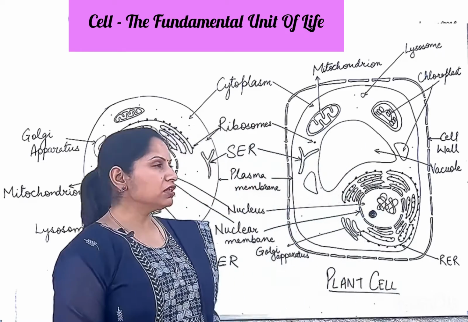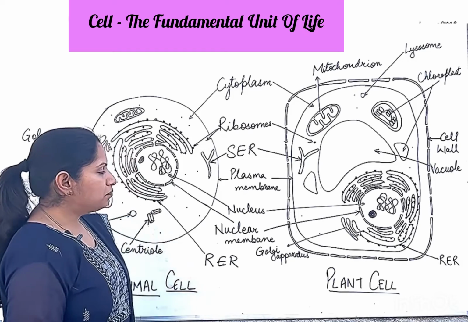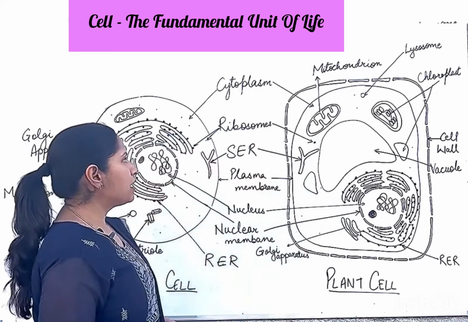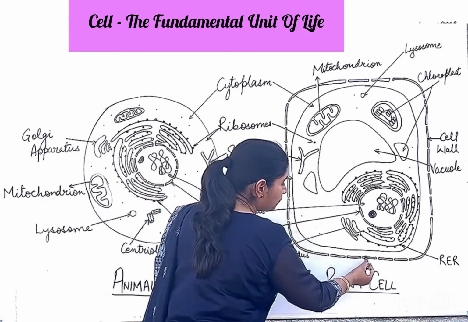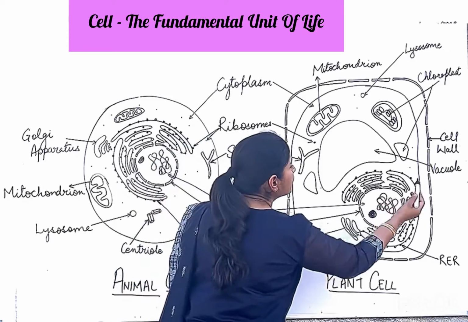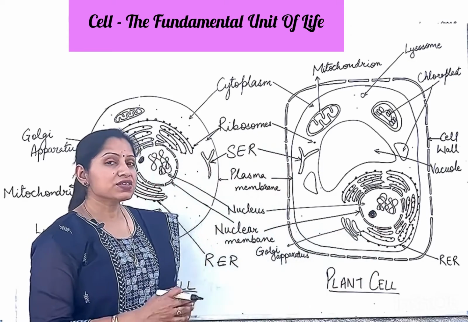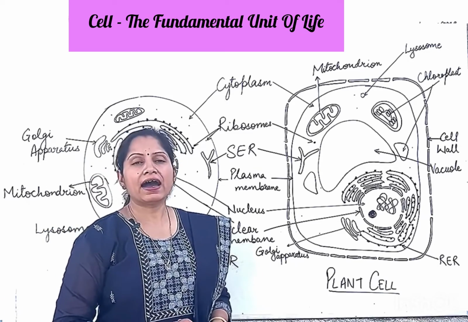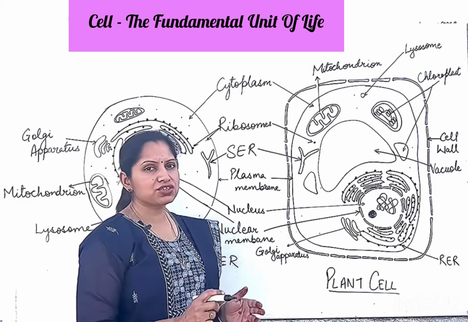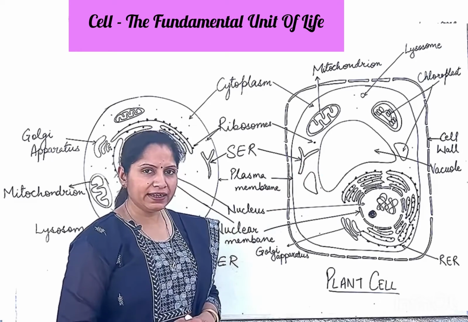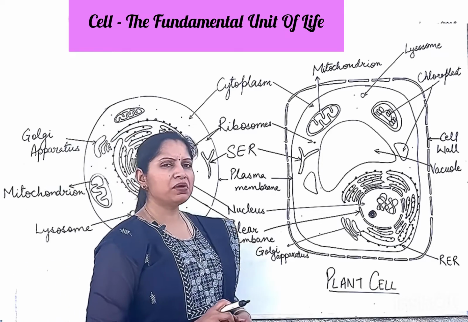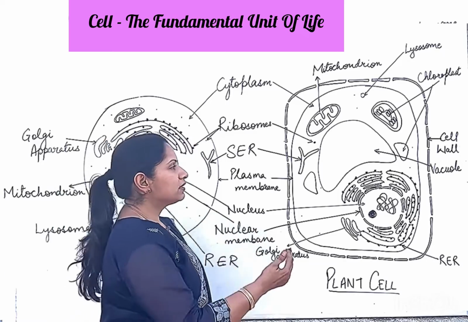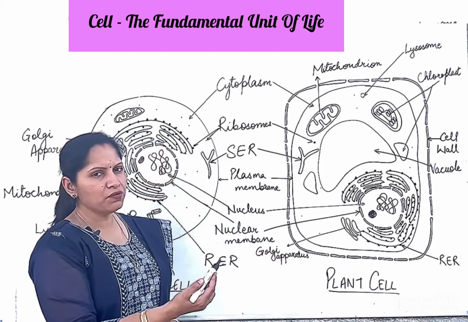Now coming to the plant cell. A plant cell also has the plasma membrane, but apart from the plasma membrane there is an additional outermost covering, that is the cell wall. The cell wall gives further support and strength and helps a plant cell maintain a fixed shape. So that is present only in a plant cell. Apart from plants, fungi and some bacteria also have a cell wall. In plants, the cell wall is made up of cellulose.